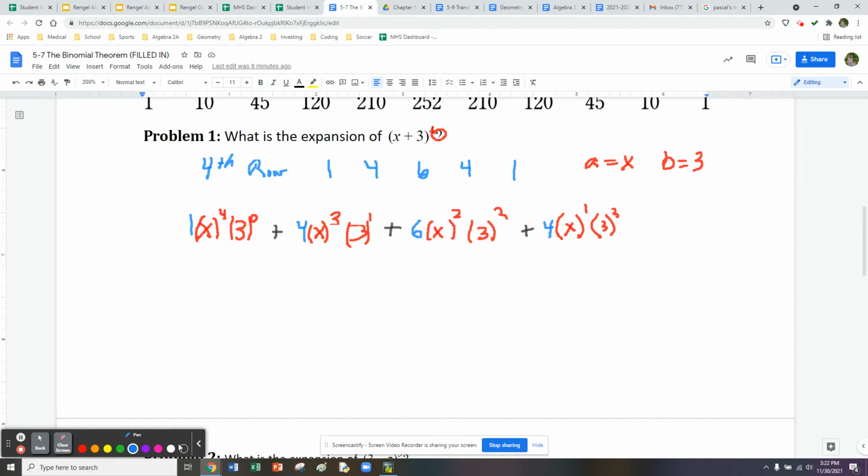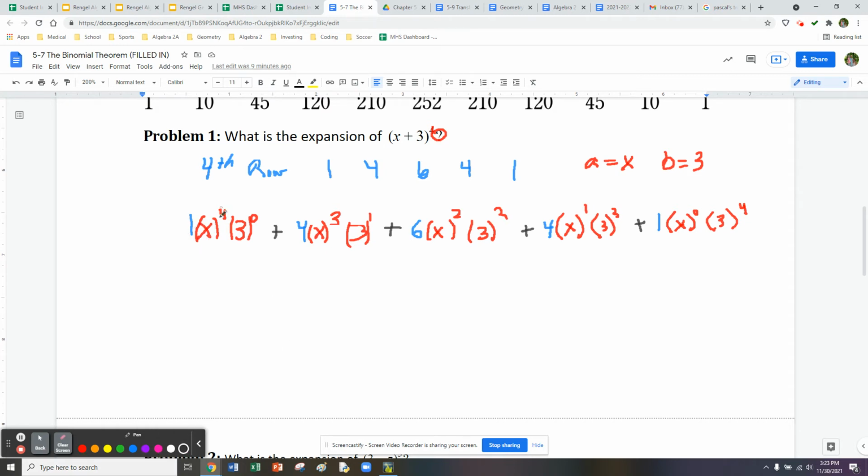And then finish up, our last Pascal's number is a 1. And then that would be x to the 0 power and 3 to the 4th power. All right, now we're ready to simplify. So now we're just going to look at each term and start to simplify it out.